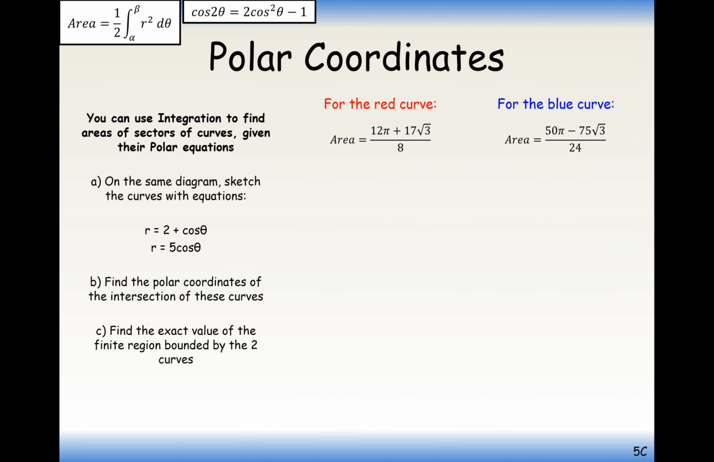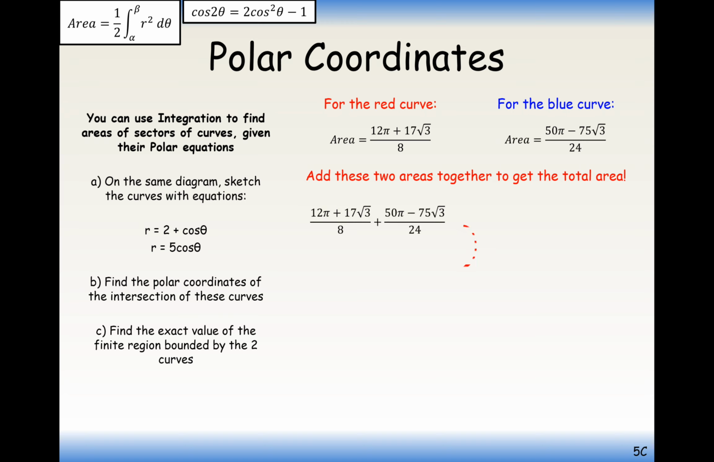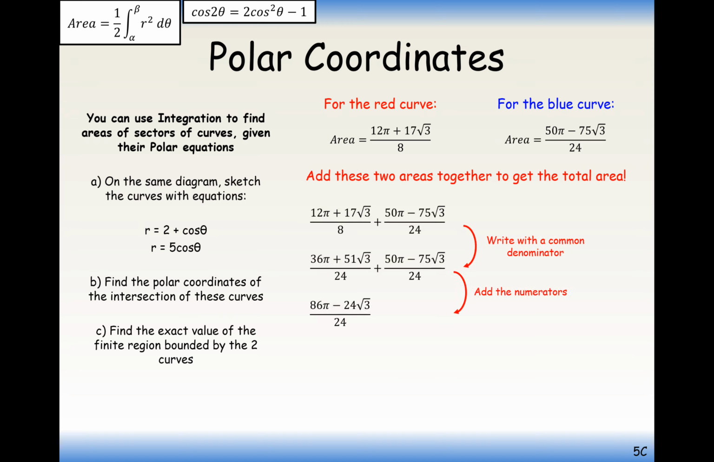So we've now got the area of the red parts, the green part and the red part of the areas bounded by the red curve and the blue curve. Now we just need to add these two things together, and I'm sure you can do this. Maybe you need a calculator, but here is the answer. We could simplify it probably. Divide everything by 2 on the top. So yeah, 43 pi minus 12 root 3 over 12. And there we are. That's the final answer for the area bounded by those two curves simultaneously.